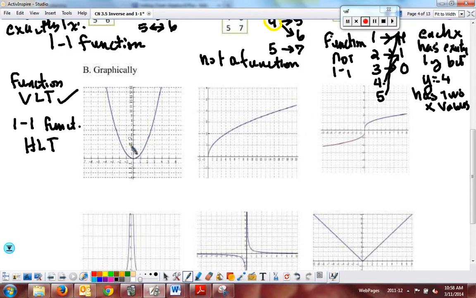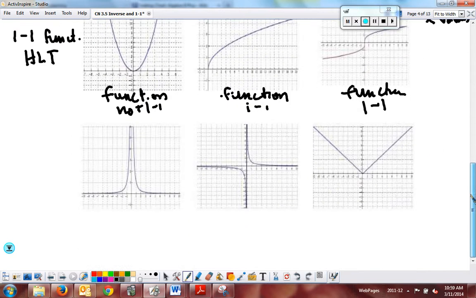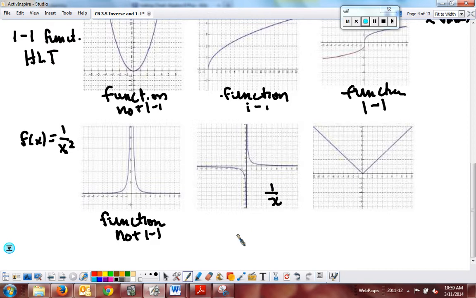So the answer here, is this a function? Yes, but not one-to-one. Is this square root a function? Is it a one-to-one function? Yes. Your cube root is a function, and it is one-to-one. Notice my little shortcut for one-to-one, so I don't have to write it out. This is your f of x equals 1 over x squared. Function, not one-to-one. This is our function 1 over x. Function, one-to-one. Absolute value: function, not one-to-one. All right, nice, easy.